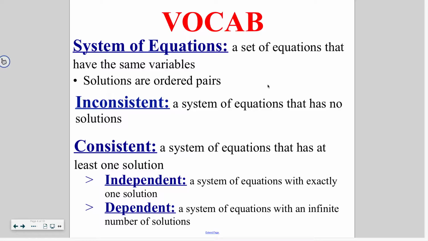Consistent is a system of equations that has at least one solution. There are 2 different types of consistent systems. The first is independent, where the 2 lines in the graph are going to touch exactly once. And the second is dependent, where the 2 lines are going to touch over and over. This is another way of saying it is the same line drawn twice. So it's going to be the same line given 2 different ways in terms of equations.